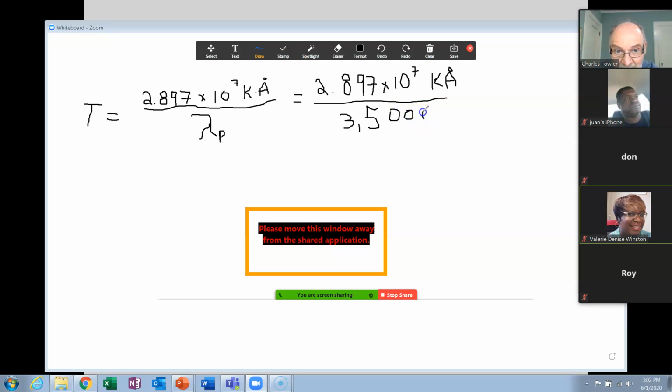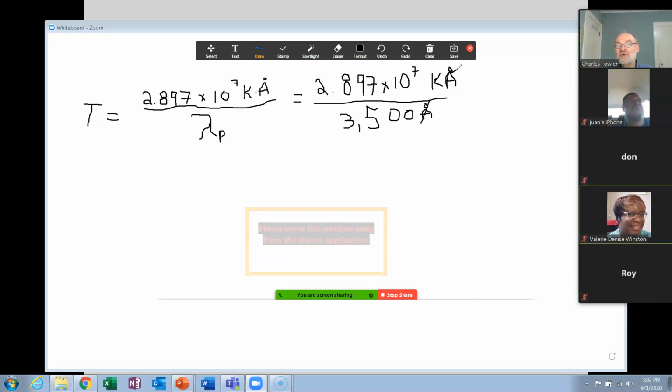All right. Now, the reason I put units in is to show you that the angstroms actually cancel out. This cancels out that. One's in the numerator, one in the denominator. So you're going to be left with Kelvin. That's the temperature.